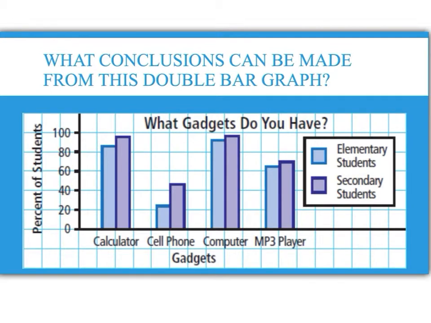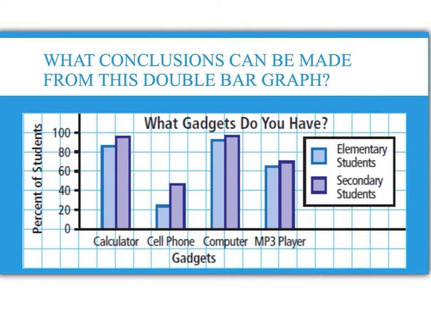What else do you notice? Well, you can notice the cell phone is the smallest in both groups. So the smallest percentage of people have cell phones. The largest is computers in both groups. You could say that computers rank 1 for both, then calculators, then MP3s, then cell phones. So 1 for computers, 2, 3, 4.